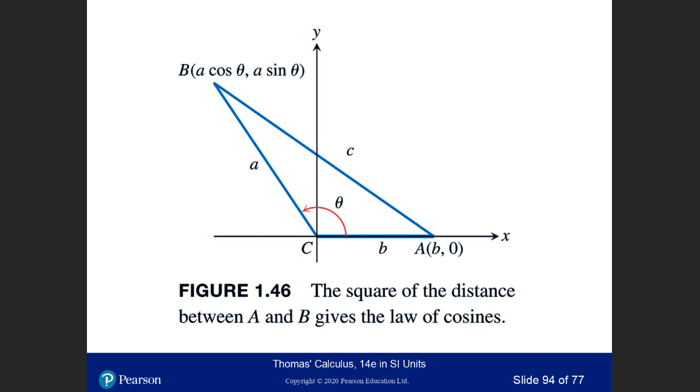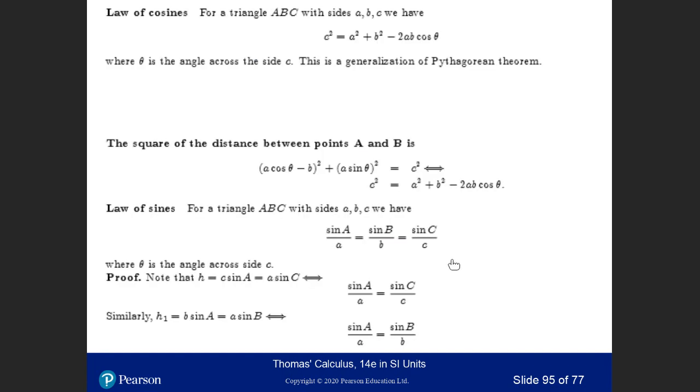Okay, we are going to use the law of cosines. If you have a triangle ABC with sides a, b, c, we have c squared is equal to a squared plus b squared minus 2ab cosine theta, where theta is the angle across the side c. It's just like this figure.